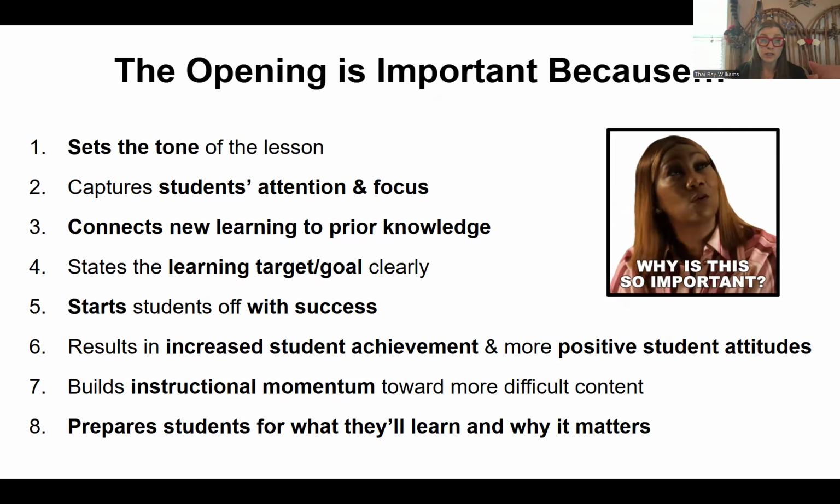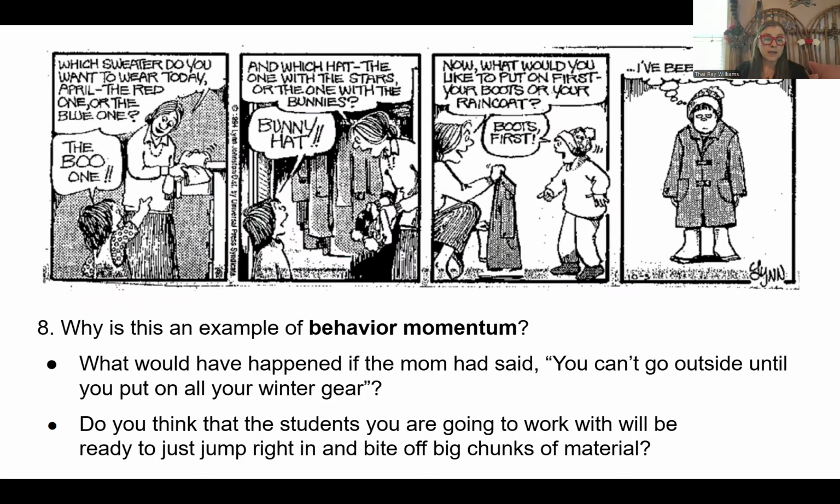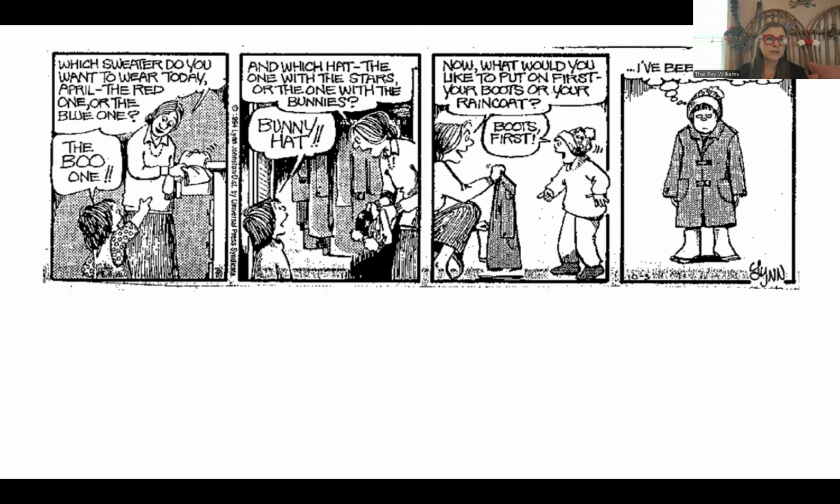That's a really good screenshot right there. I think I'm going to skip that. Actually, let's not. Let's share this because this is a good one. All right. So, which do you want to wear today? This is a cartoon, and it's snowing outside, and it's time to go outside. And so the mom says, which do you want to wear today, April? The red one or the blue one?